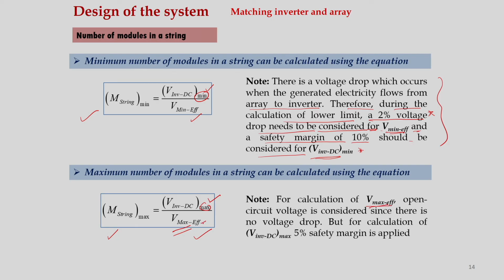Okay. Please note that for calculation of V max effective, the open circuit voltage is considered, since there is no voltage drop. Okay. So, this is important, but for calculation of inverter voltage, that is maximum voltage, a 5% safety margin is applied, right. So, this information needs to be kept in mind while designing the grid connected PV system, especially for the minimum number of modules in a string and the maximum number of modules in a string.